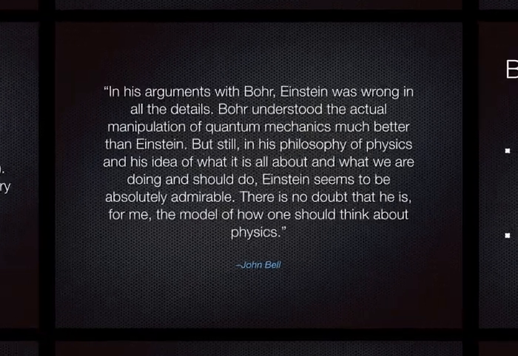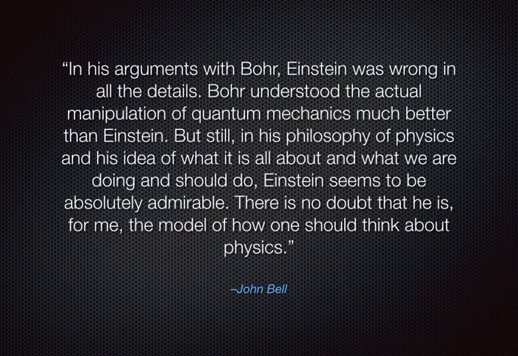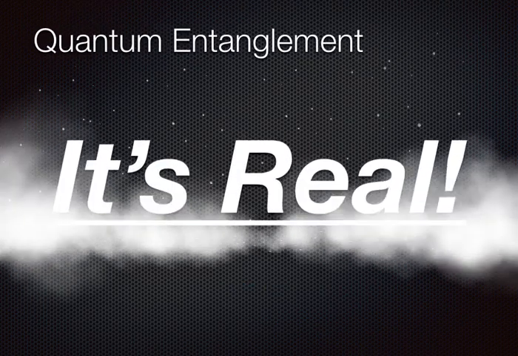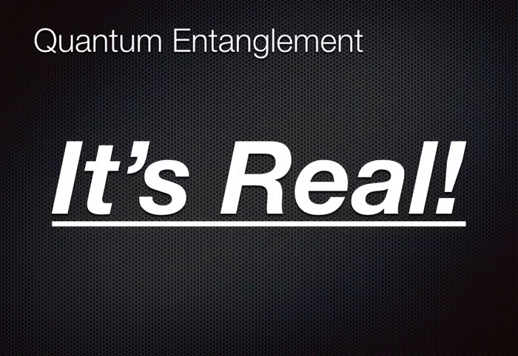And here's a quote from John Bell. In his arguments with Bohr, Einstein was wrong in all the details. Bohr understood the actual manipulation of quantum mechanics much better than Einstein. But still, in his philosophy of physics and his idea of what it's all about and what we are doing and should do, Einstein seems to be absolutely admirable. There's no doubt that he is, for me, the model of how one should think about physics. So the overall about quantum entanglement, it's real.